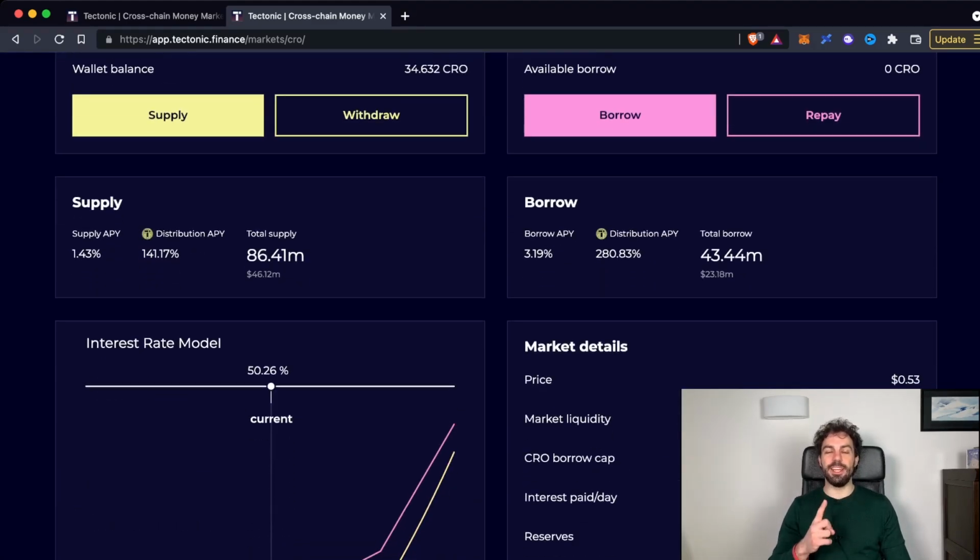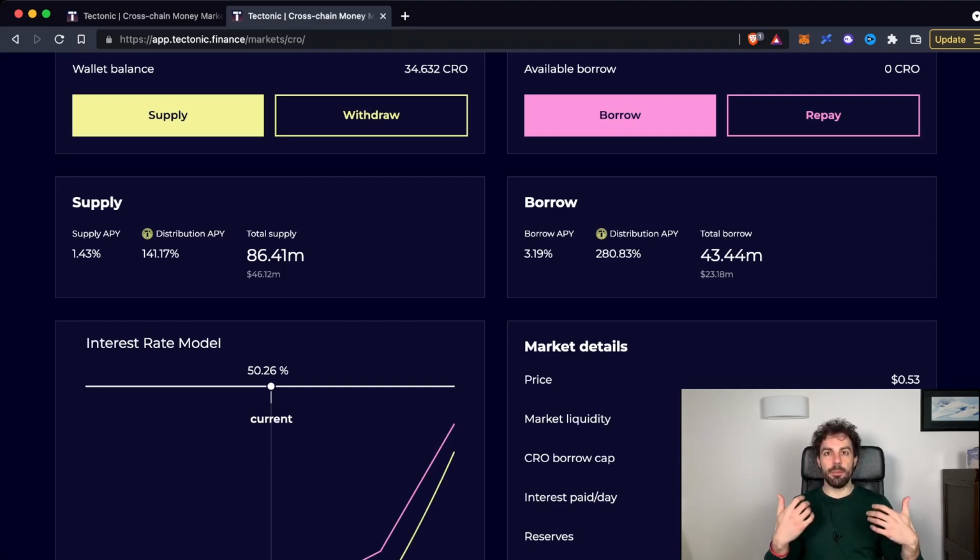What is really interesting, and this is exactly what I promised you yesterday, is the APY. We have two different kinds of APYs. The first one is called supply APY. Supply APY in this case is just 1.43%, so quite a small APY.